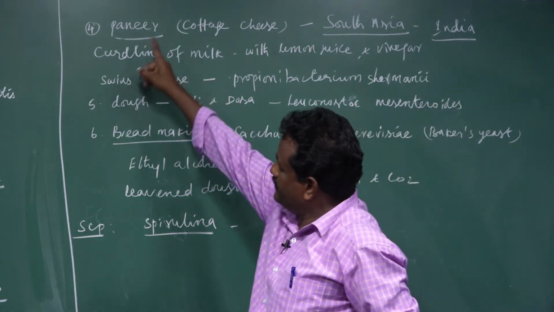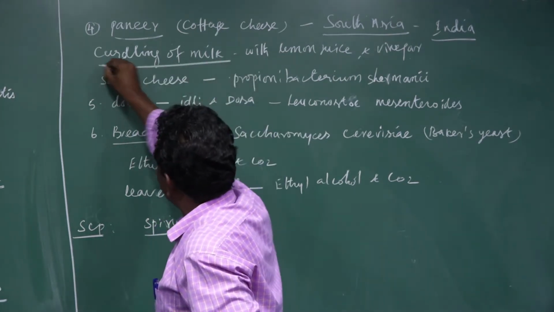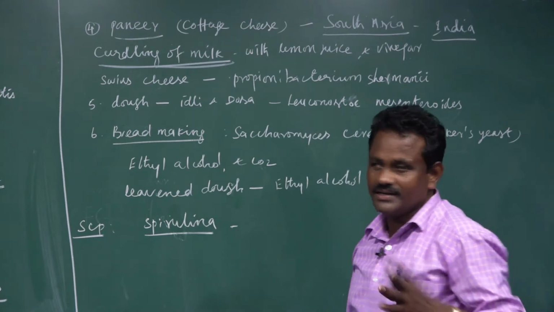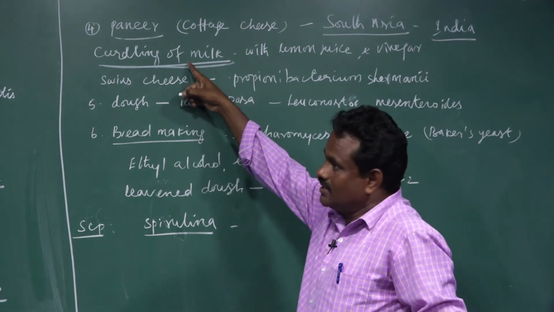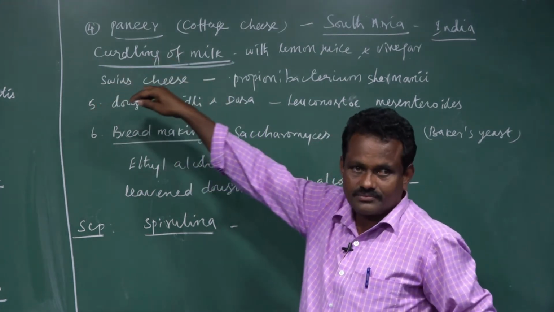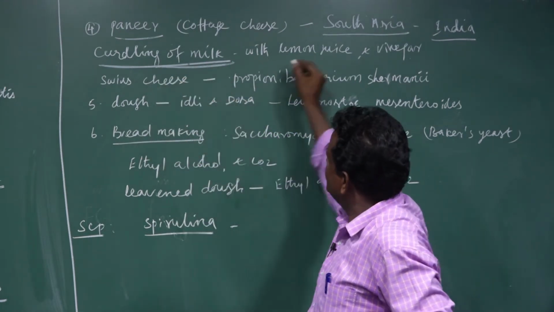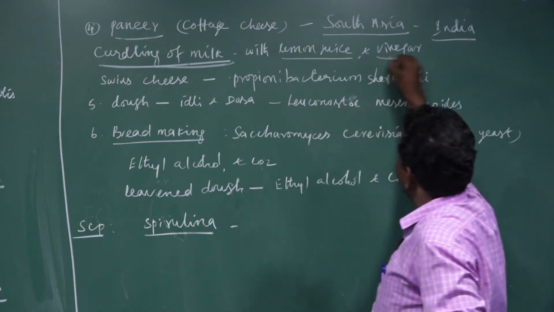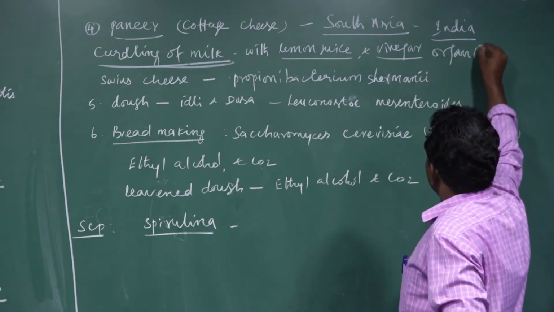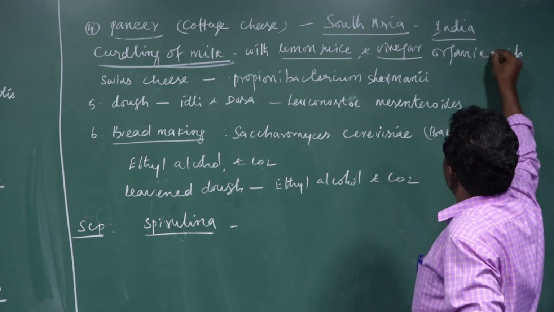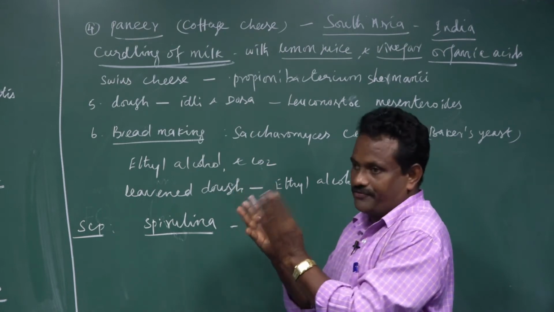In paneer production, the process is called curdling of milk. Curdling means the milk is converted into curd, not by using microorganisms, fungus or bacteria. This milk is converted into curd by adding either lemon juice or vinegar, or some organic acids. But it is actually a fresh product.